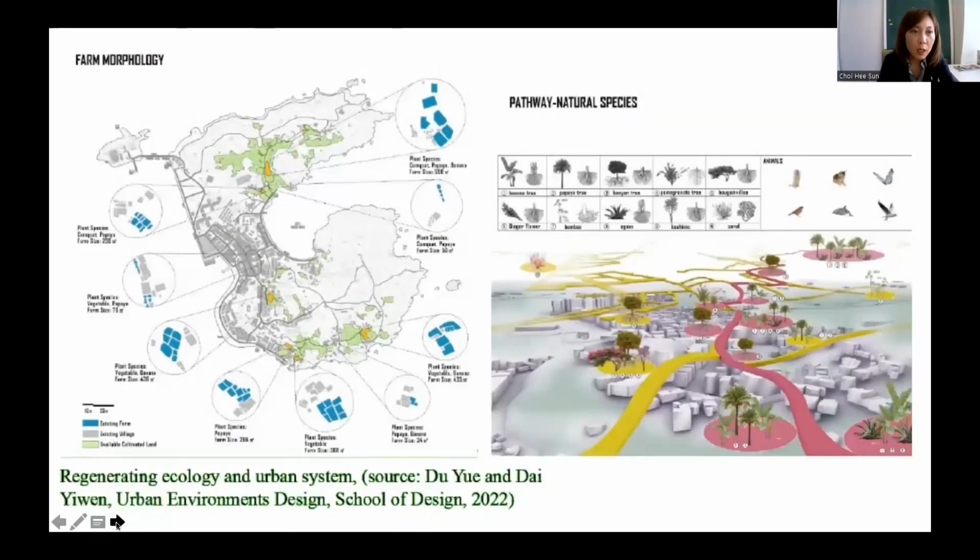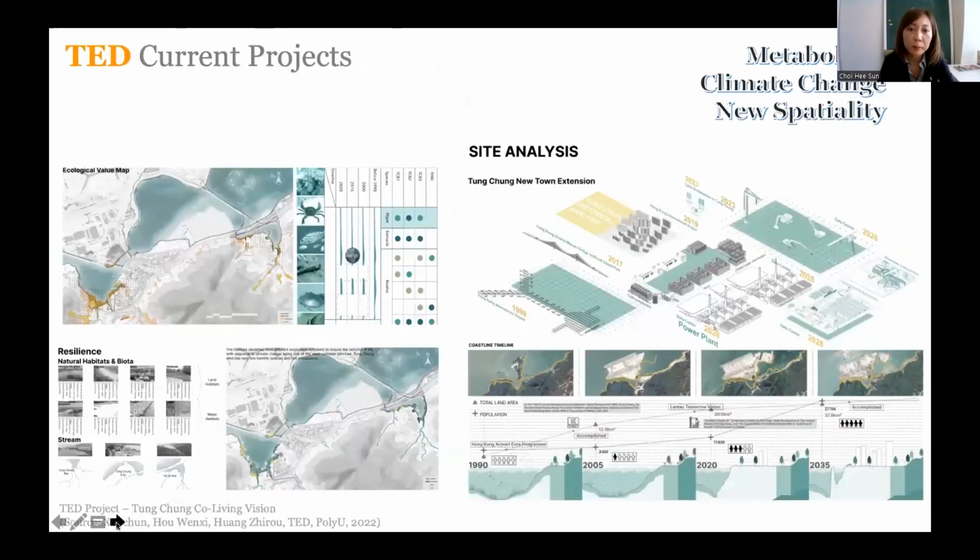Another interesting project was about farm morphology, using another small island in Hong Kong, Peng Chau. This one was a group project focusing on ecology and the urban system within that existing island, trying to understand the existing issues and then transform them into a new opportunity for a new paradigm shift in the future.